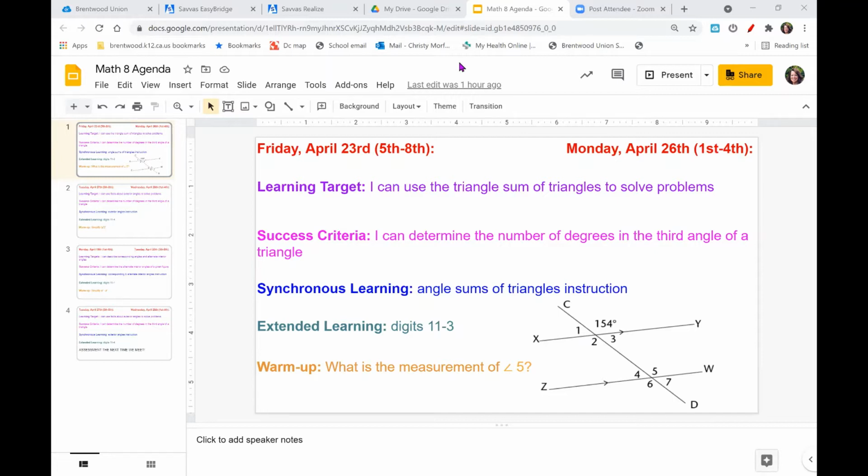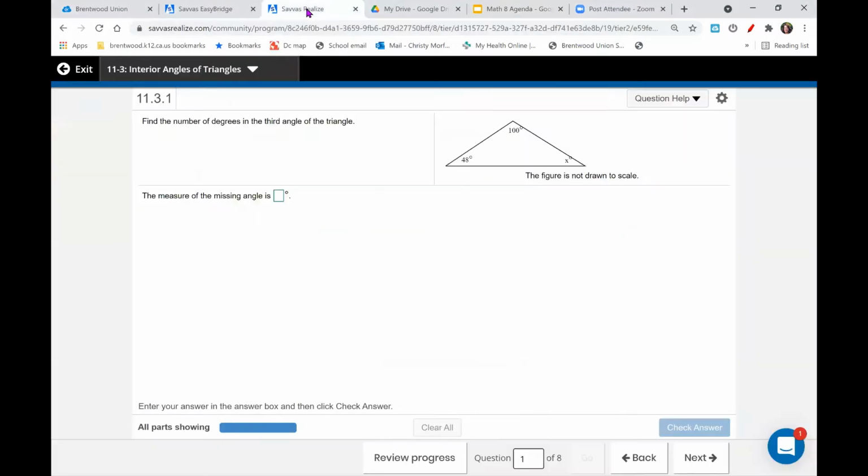I'm going to show you how to do that right now. And then when you leave the session or when you're on your own at school, you'll be doing 11-3 in digits. So let me show you an example. All right, so here is a picture. It does say the figure is not drawn to scale. If you're at school and you can't see that very well, the bottom says the figure is not drawn to scale, which means that the degrees aren't really 100 degrees and 48. They're just putting some numbers in for you.